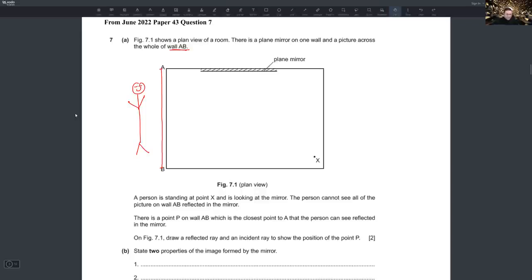A person is standing at a point X and is looking at the mirror. The person cannot see all of the picture on the wall AB reflected in the mirror. Why? Here's the thing. Depending on the size of the mirror, you can see a lot or a little bit of reflection, right?